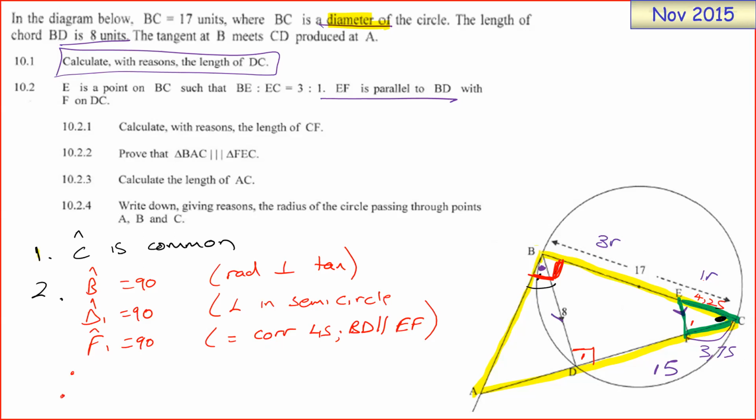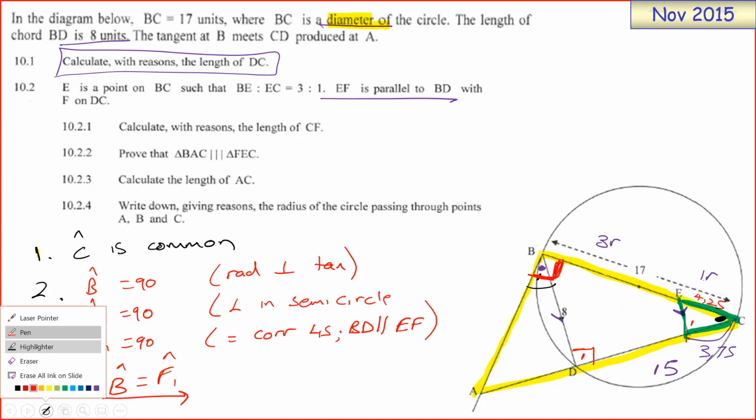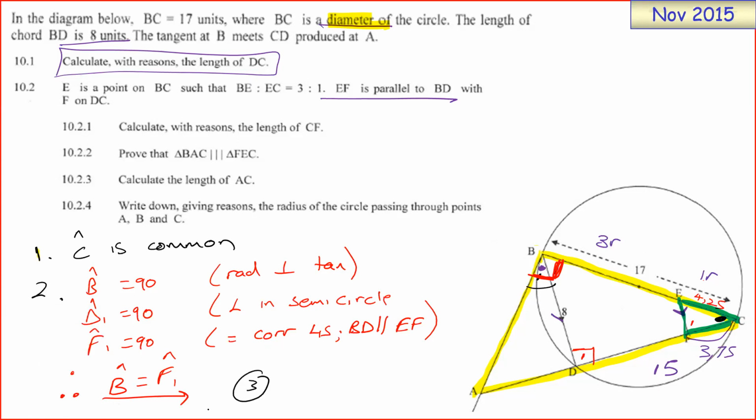And therefore, we come to the conclusion we want to make. And the conclusion we want to make is that angle B is actually equal to angle F1. Agreed? Yes, sir. And then we need a number three. Sum of angles of a triangle. We just got to pick out the missing angle. I think in a yellow triangle, it should be A. And in a green triangle, we have E1.